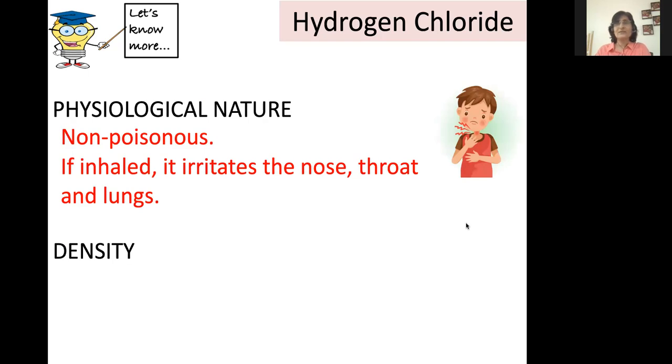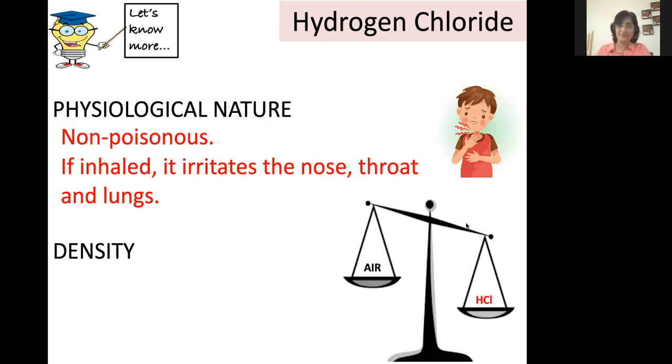Now, when we discuss the density of the gas, we always compare it with air. As you can see, HCl is heavier than air. And how many times? 1.28 times. Let's understand this by a very simple experiment.